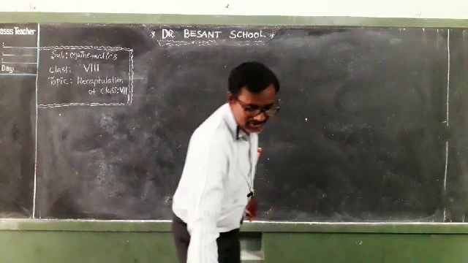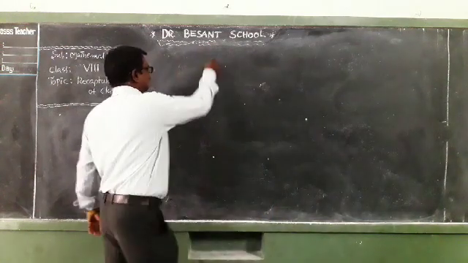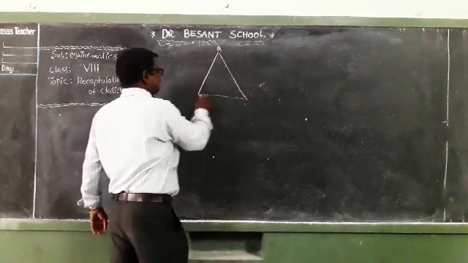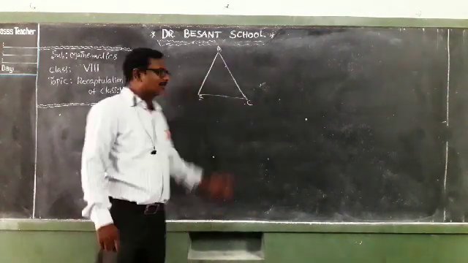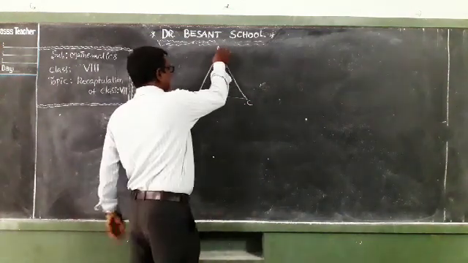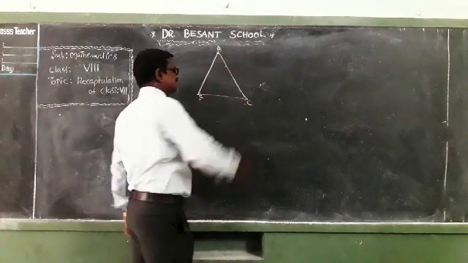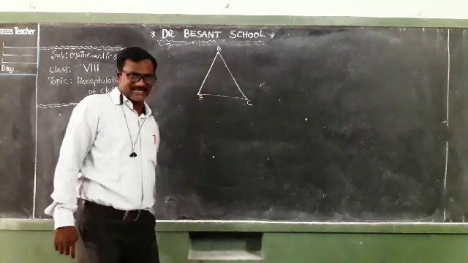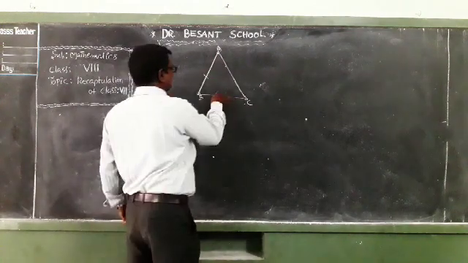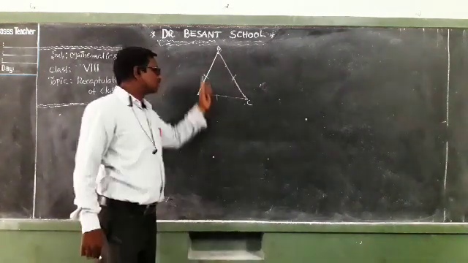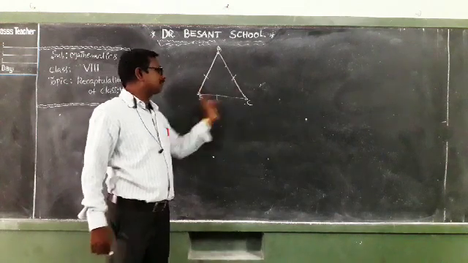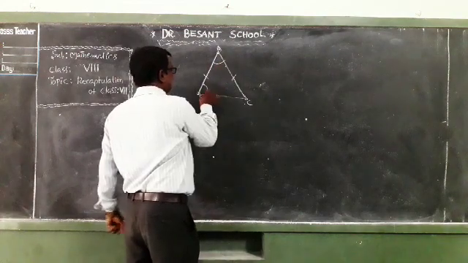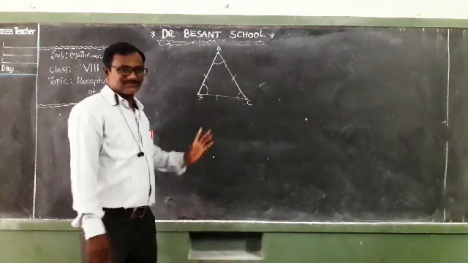Triangle means what? It is a three-sided closed figure. See, ABC is one triangle. As for the parts of the triangle, A is one vertex, B is one vertex, C is one vertex. So A, B, C are the vertices of the triangle. AB is one side, BC another side, AC another side. So AB, BC, AC are the three sides of triangle ABC. And angle A, angle B and angle C are the three angles of the triangle.